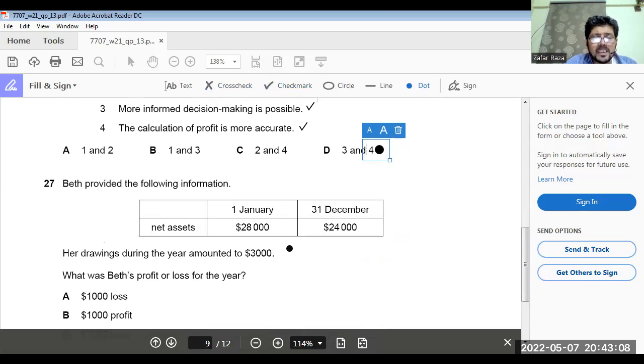That provided the following information. Net assets $28,000 on 1st January, and 24,000 on 31st December. Net assets means capital. So capital at end is 24,000 plus drawings 3,000 minus capital at start 28,000, so 1,000 is the loss. Yes. Very simple.